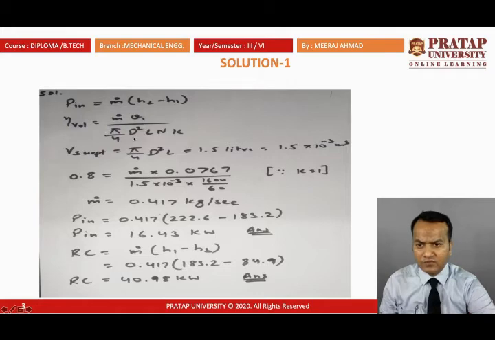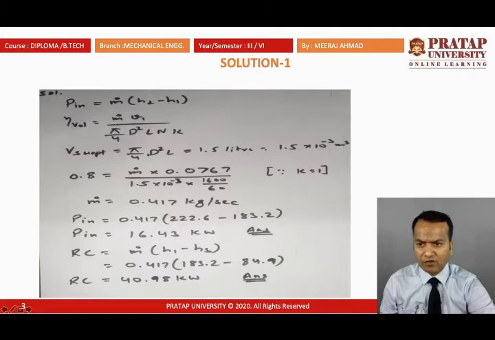The volumetric efficiency equals mass flow rate into specific volume at compressor inlet, divided by the swept volume, multiplied by the revolutions per second and the number of compressors. The number of compressors is not given in the question, but you have to assume that the number of compressors is equal to 1. Now the swept volume is given as 1.5 liter, which you have to convert into meter cube. So 1.5 into 10 to the power minus 3 meter cube.